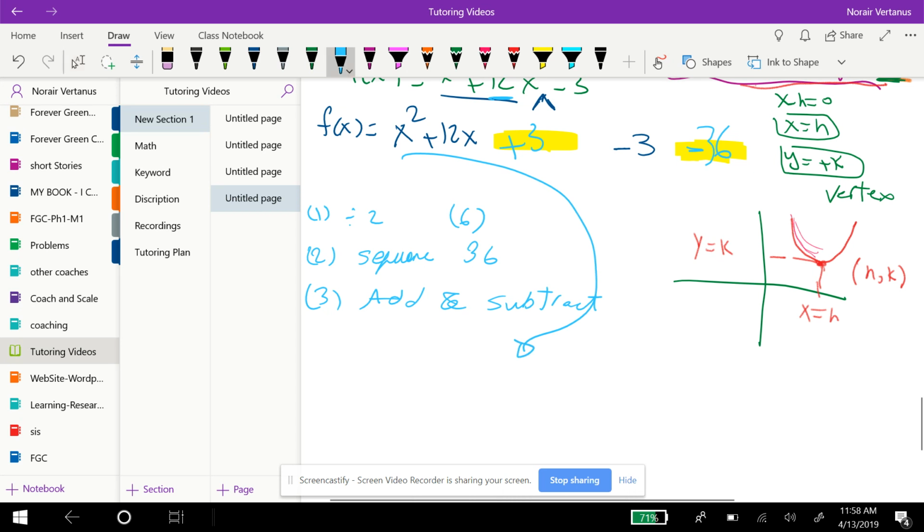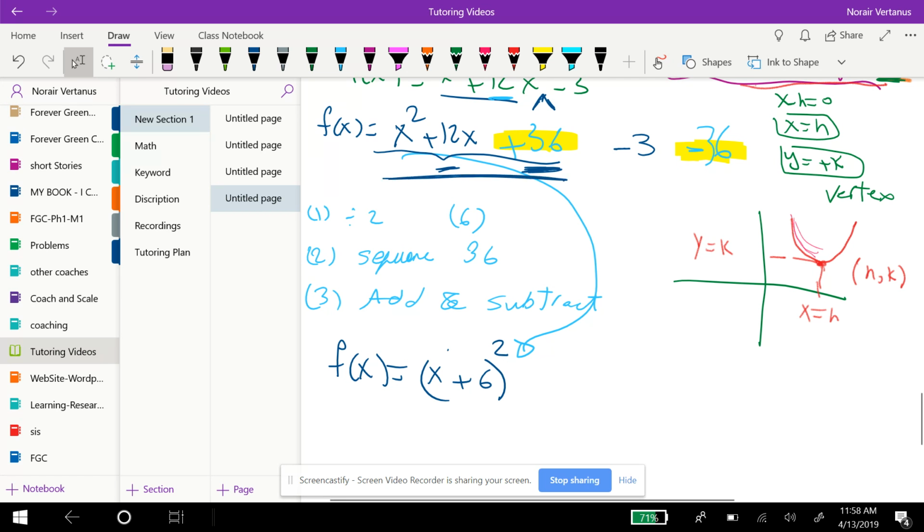Now I'll write it here. f of x is equal to x squared plus 12x plus 36, then subtract 36, and the minus 3. See, x squared plus 12x plus 36 is going to be factored. What two numbers multiply to get 36 and add to get positive 12? It's positive 6 and positive 6. It's similar to the step we did before to solve the equation. So x squared plus 12x plus 36 turns into (x plus 6) squared. And the rest is negative 39. Now see, we're done.